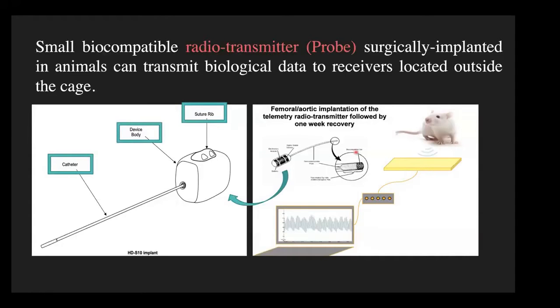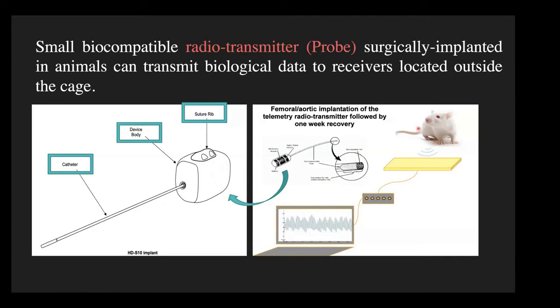So basically this method is the surgical implantation of a small biocompatible radiotelemetry transmitter, or a probe as we call it, inside the animals. And as you can see here on the left side of the screen, this is how the transmitter looks. There is the catheter part, which goes inside the artery of the rat. And there is the device body, which has the battery. And then there is the suture rib, which you use when securing the device inside the body.